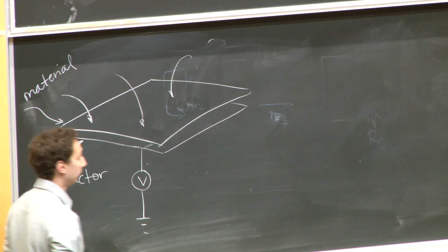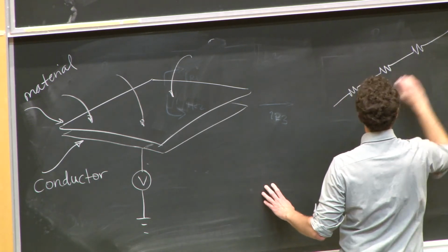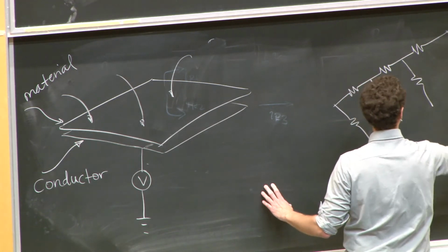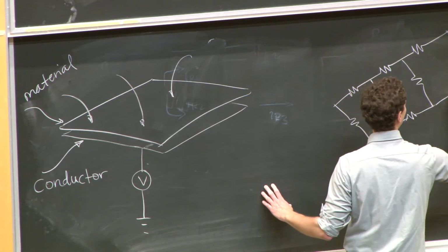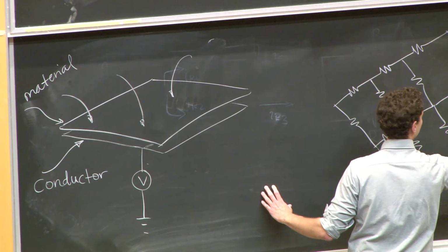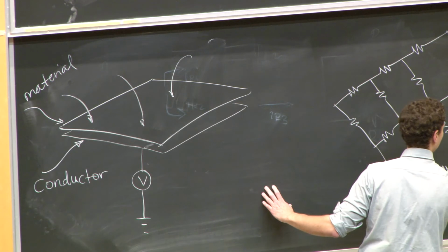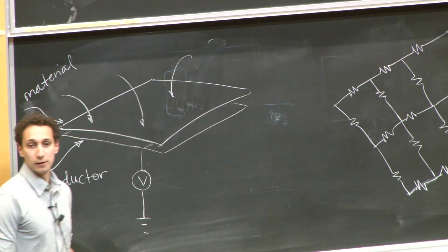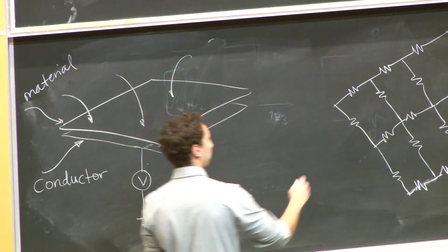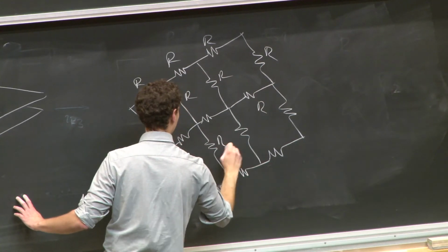Okay, so how can I do this? First, let's figure out a model for this problem, right? So we've got some lattice of resistors. It's my model. Looks something like that. This is my approximation for my material. These all have approximately equal resistances, R, everywhere.